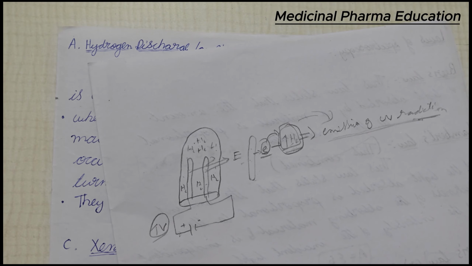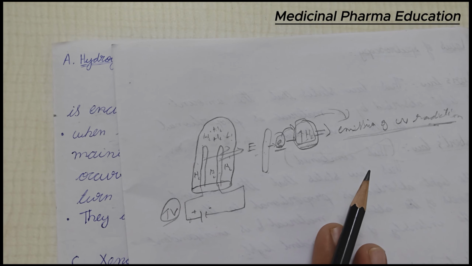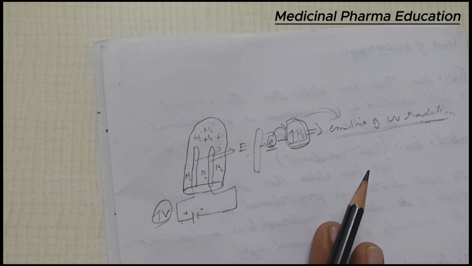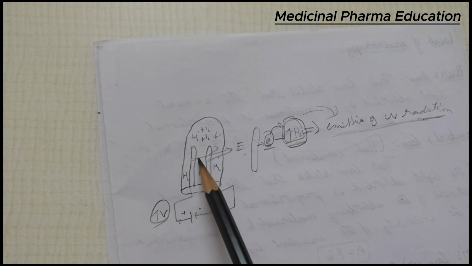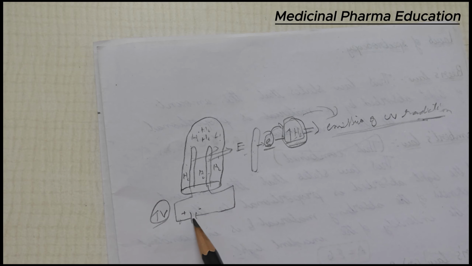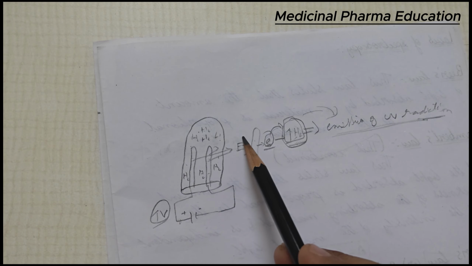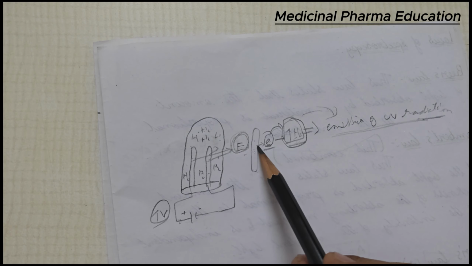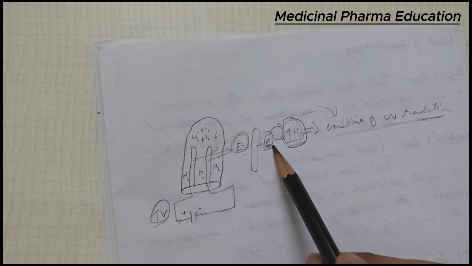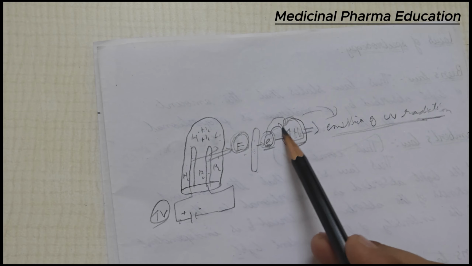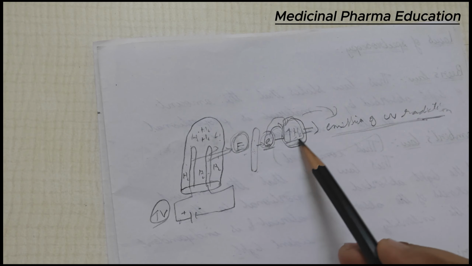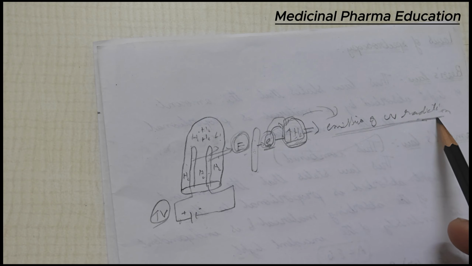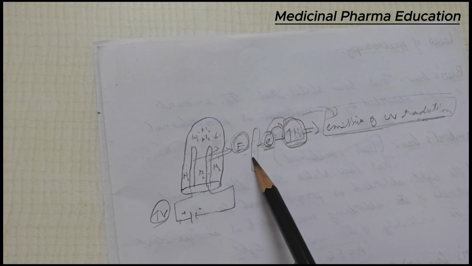Okay, next, the concept based in the hydrogen discharge lamp is that it contains a pair of electrodes connected to a high voltage battery or voltage current supply. When the high voltage current supply is passed through these electrodes, there is a release of electrons from the electrodes. These electrons excite the hydrogen gas, which in turn causes emission of UV radiation. This is the basic concept.